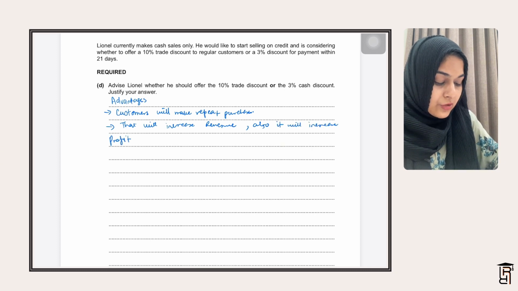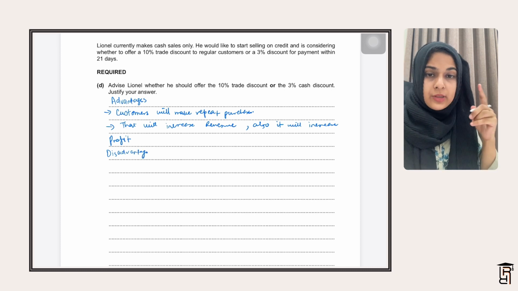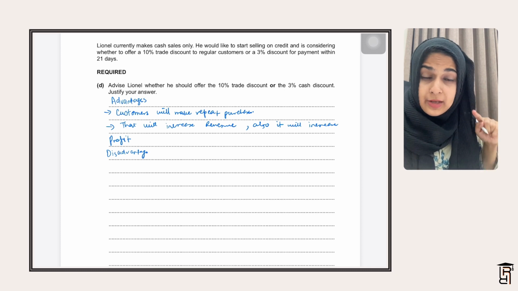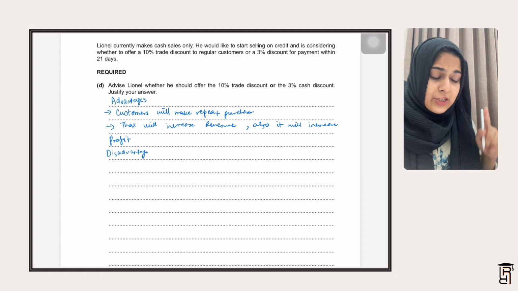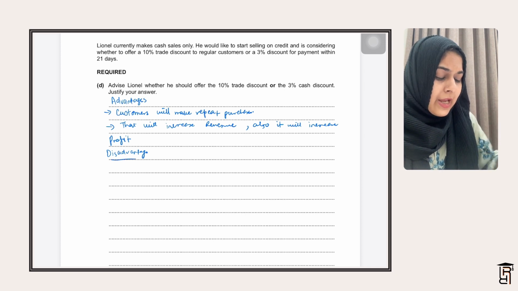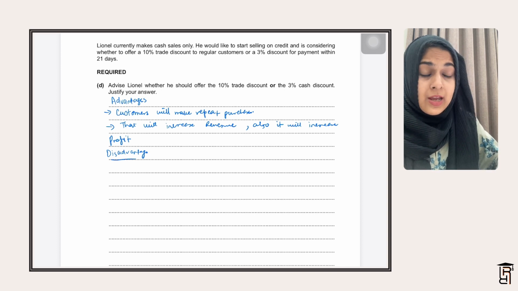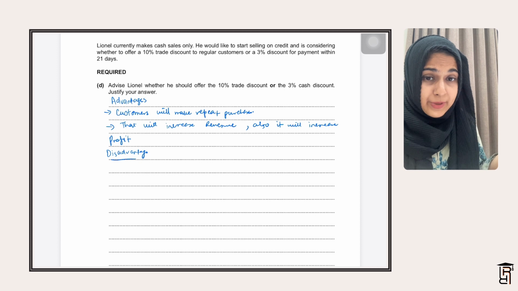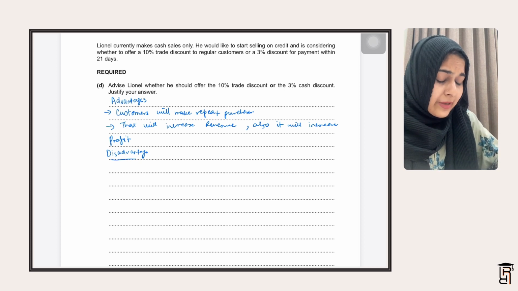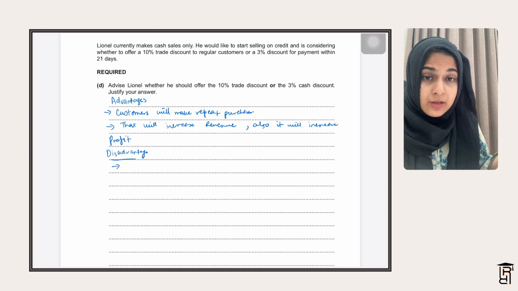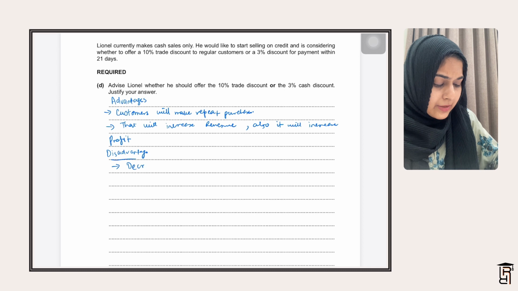However, the disadvantage of this, so basically what you need to do is that there are two proposals here. For the first proposal, you need to give an advantage and a disadvantage. For the second proposal, you give an advantage and a disadvantage, and then you give your recommendation. So in the disadvantage, you can say that the disadvantage of giving a trade discount is that if it is unsuccessful and customers don't repeat purchase, that will decrease revenue and therefore it will decrease gross profit. If you don't end up making loyal customers, that will decrease revenue and decrease gross profit.